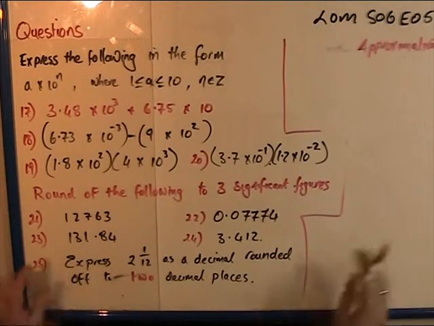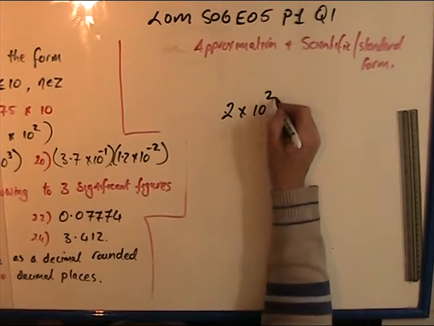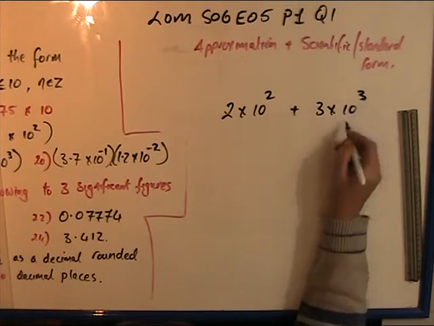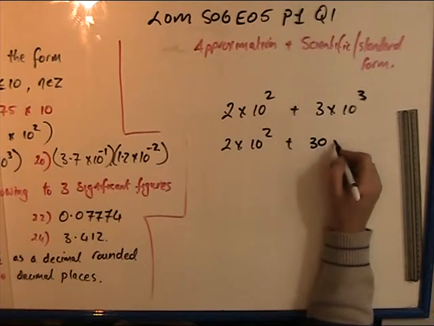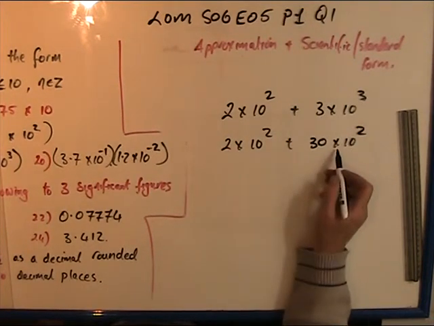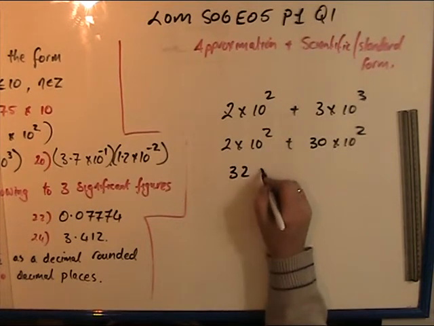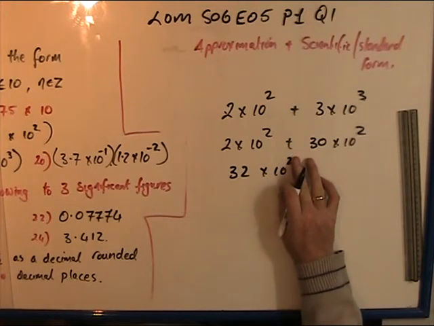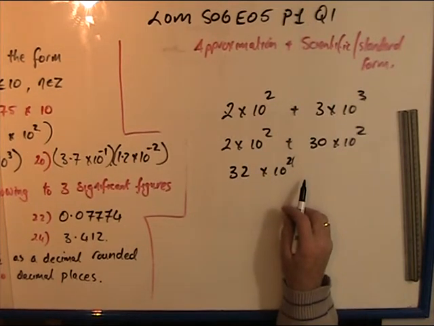Now before I was talking about adding, when you have 2 multiplied by 10 to the power 2 plus 3 multiplied by 10 to the power 3, well I can change that to 2 multiplied by 10 to the power 2 plus 30 multiplied by 10 to the power 2. Do you see what I've done? Now they're both the same and I can add them. You follow? Once the powers are the same I can add them. That becomes 32 multiplied by 10 to the power 2. Okay?